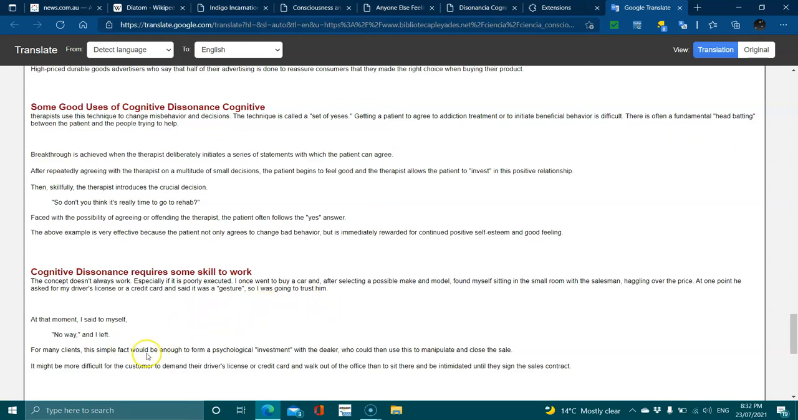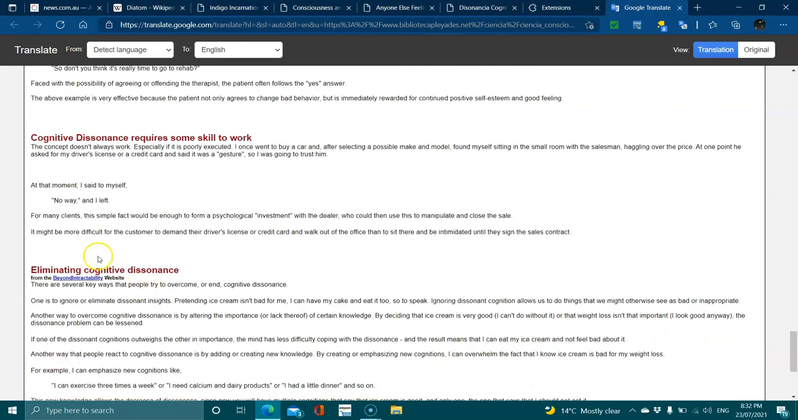For many clients, that simple act would be enough to form a psychological investment with the dealer, who could then use this to manipulate and close the sale. It might be more difficult for the customer to demand a driver's license or credit card back and walk out of the office than to sit there and be intimidated until they sign the sales contract.